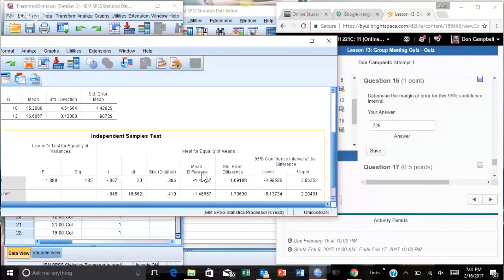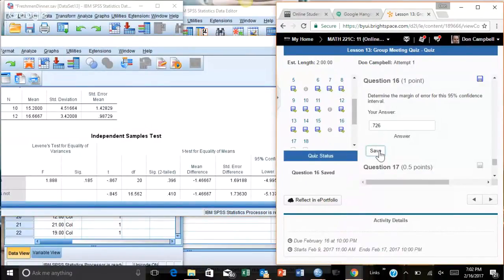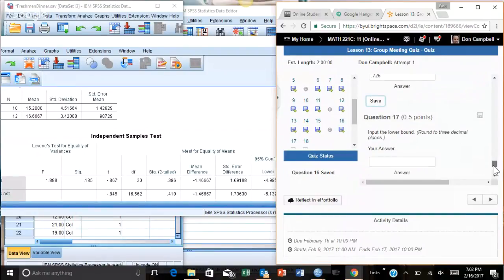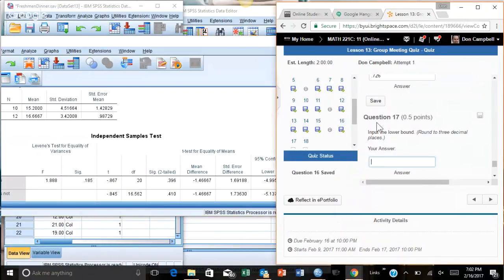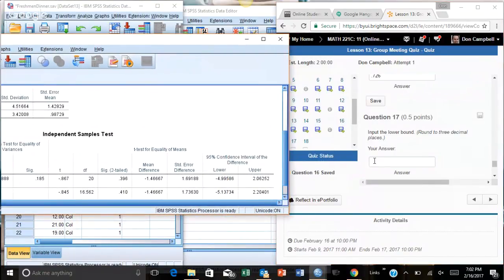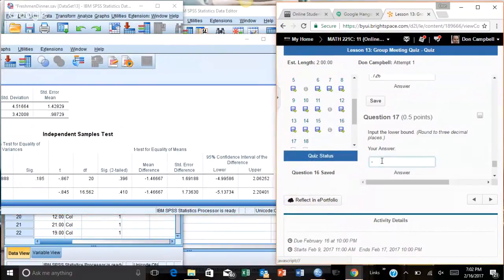Okay. Well, let's just put that as our answer. Yeah, but we have to do the confidence interval for the upper and the lower bound. Okay, and that shows on SPSS. Cool. So the lower is negative 5.3. No, is that right? 5.37.